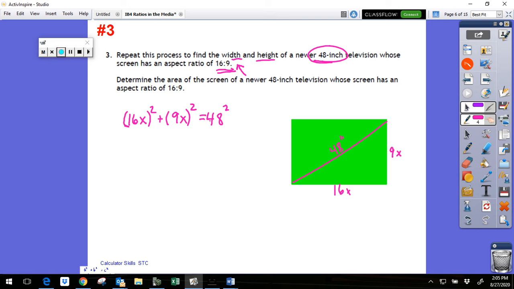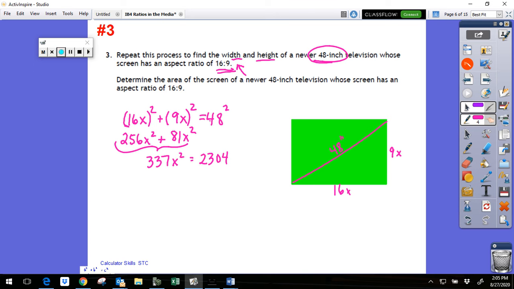This is definitely calculator work. I'm gonna square 16 and get 256. I'm gonna square 9 and get 81. And the good news is, since I'm combining like terms here, every single problem we do, you're gonna see the number 337. On the right side, you have a larger number.